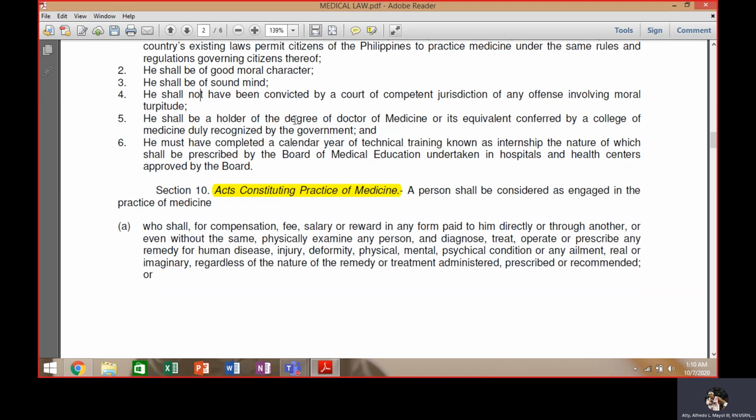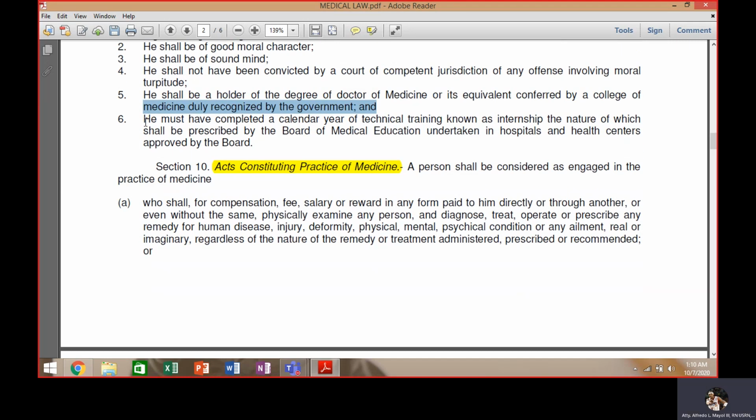Next, he shall be a holder of degree of Doctor of Medicine or its equivalent conferred by a College of Medicine duly recognized by the government of the Philippines. And lastly, he must have completed a calendar year of technical training known as internship, the nature of which shall be prescribed by the Board of Medical Education, okay, by CHED, undertaken in hospitals and health centers approved by the board, okay?